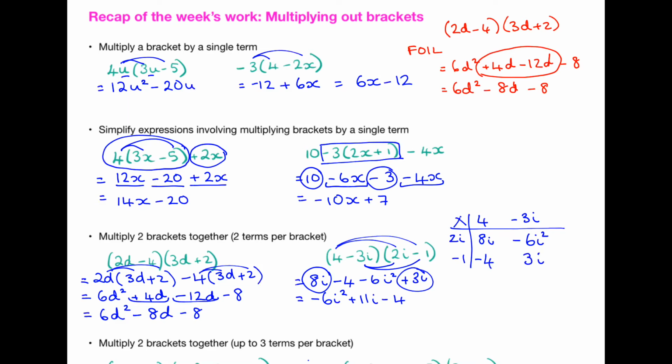Okay, and then if we look to see which of our terms can go together to simplify, it's these two. So we've got negative 6i squared plus 11i minus 4, which is, of course, what we got over here as well. Okay, so that's multiplying two brackets together, and that's 4 different methods. Remember, you only need to be able to do one of the methods, so you just pick which one works best for the way your brain works and the one that you can remember most easily and the one that's going to lead to you not making mistakes.